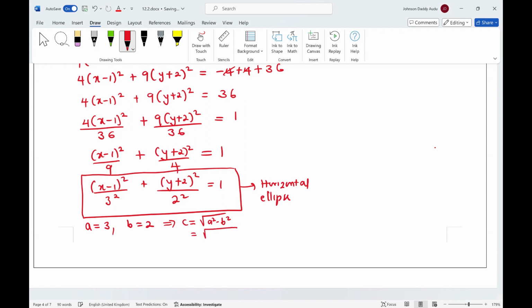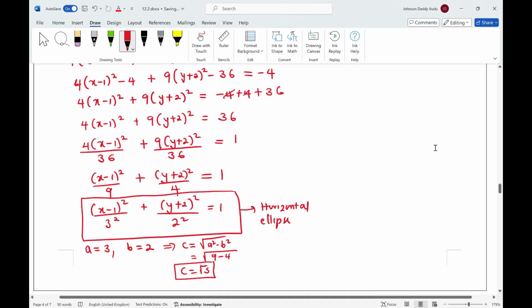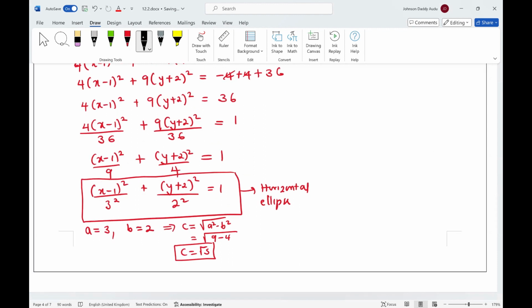And this is going to be 9 minus 4. So c is the root of what? Root of 5. All right. Okay, so let's try to see how we can do this without involving formulas, without memorizing formulas that much.